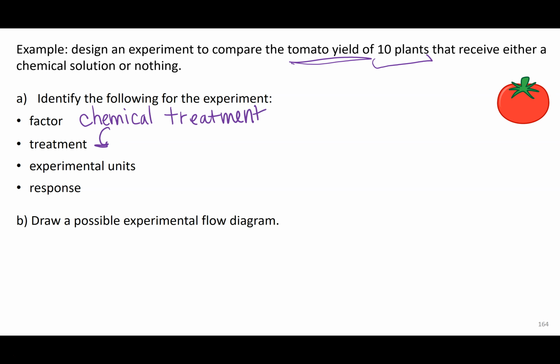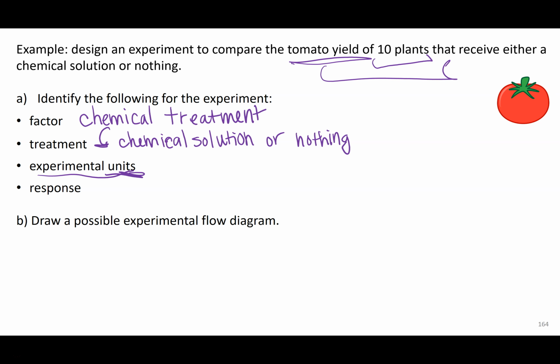Specifically, the treatment or factor levels are that they either got the chemical solution or nothing. So basically they either applied a chemical solution or they didn't. Then what did they apply them to? So experimental units is saying, okay, what did we apply them to? Hopefully, these 10 plants should all be in their own container. That is important. It gets way, way more complicated if they're not. So the individual tomato plants.